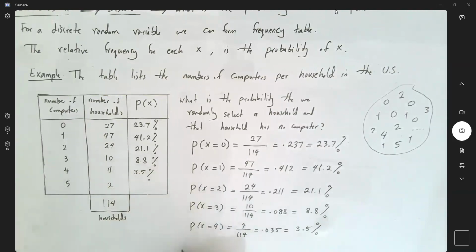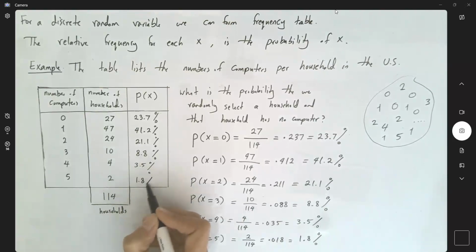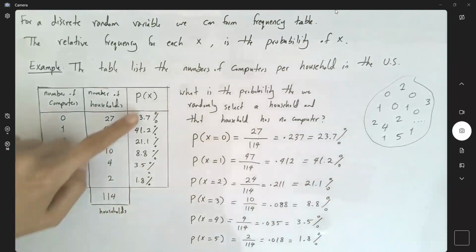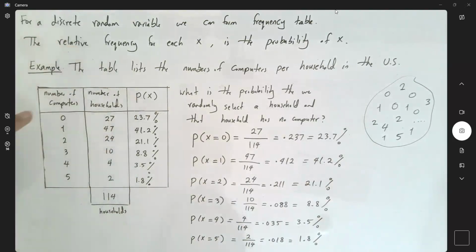And finally, what is the probability that you have 5 computers at home? Only 2 households have 5 computers at home, which is 0.018, only 1.8%. 1.8% of all households in the United States have 5 computers at home. So we basically formed the frequency table. This is the relative frequency, which now we call the probability for the discrete random variable X.